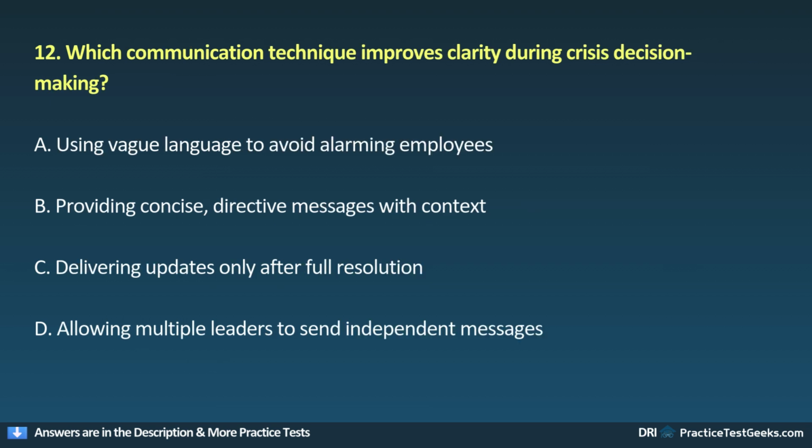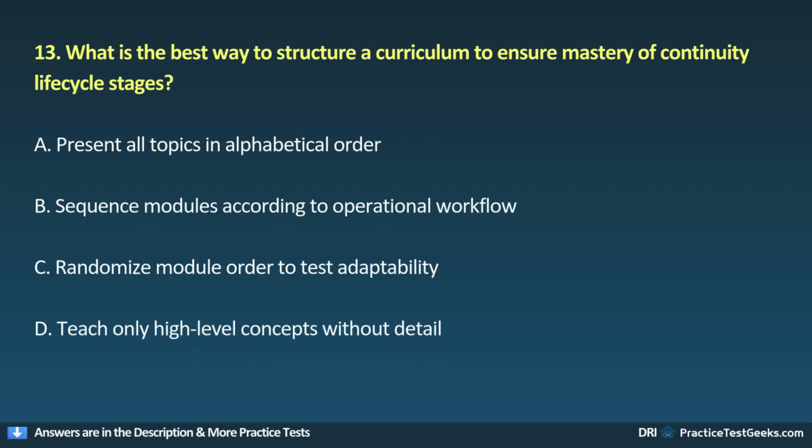12. Which communication technique improves clarity during crisis decision-making? A. Using vague language to avoid alarming employees. B. Providing concise directive messages with context. C. Delivering updates only after full resolution. D. Allowing multiple leaders to send independent messages.